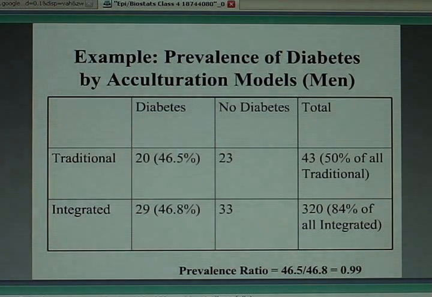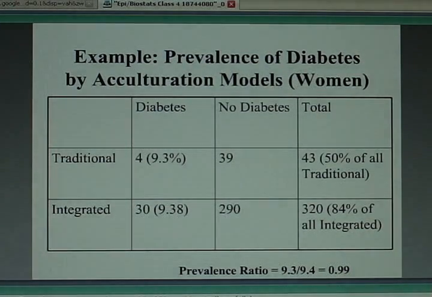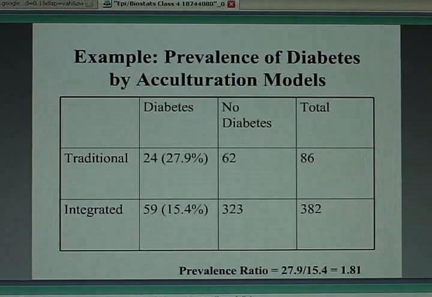So why are we getting different answers? When we look at only men, prevalence ratio around 1, or only women, prevalence ratio around 1, and when we looked at men and women together, we got a prevalence ratio of 1.8. What we had here are two groups of people, traditional and integrated, that differ from each other on 2 points. These 86 people are traditional, and these 382 are living an integrated lifestyle. But these 86 people are also made up of 50% men and 50% women, while these 382 people are made up of 80-something, 84% women and only 16% men. So the sex distribution is different in the two groups.